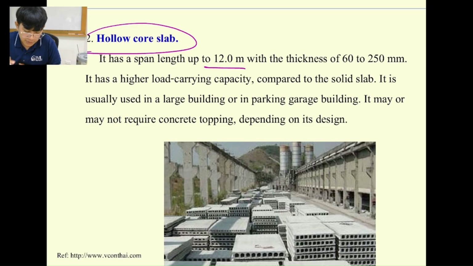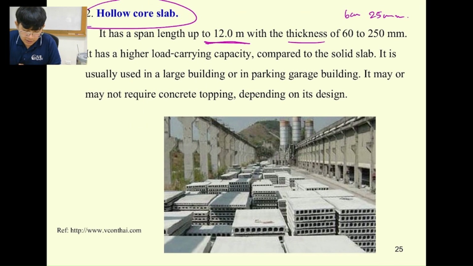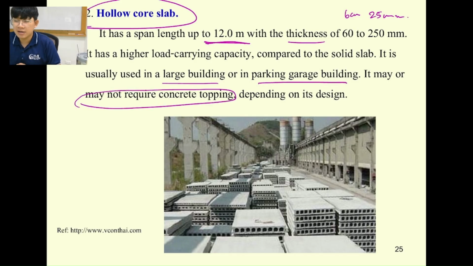The hollow core slab has a span length up to 12 meters with a thickness from 6 centimeters to 25 centimeters, and it provides a really high load capacity compared to the solid one. Normally we use it in a really large building or maybe a parking garage building. Sometimes it may not require concrete topping, in a really specific type of work.